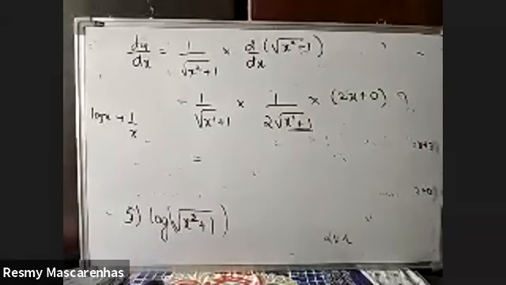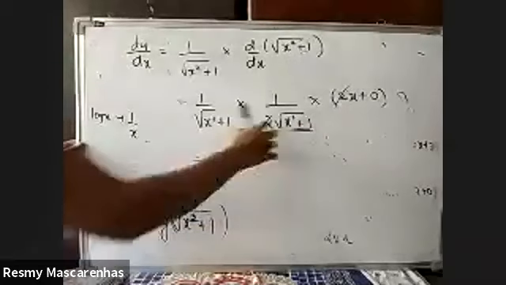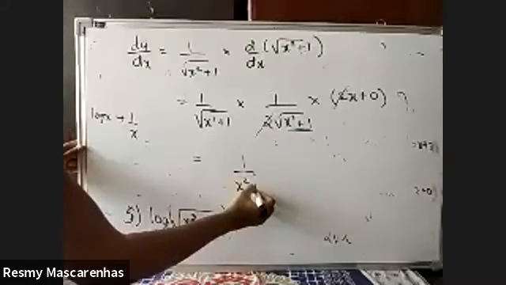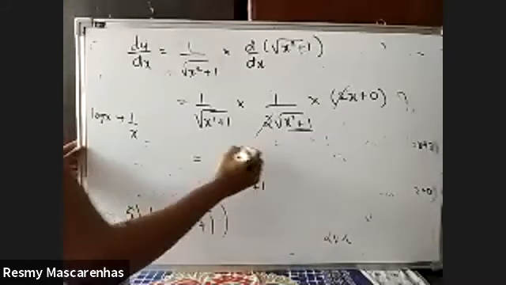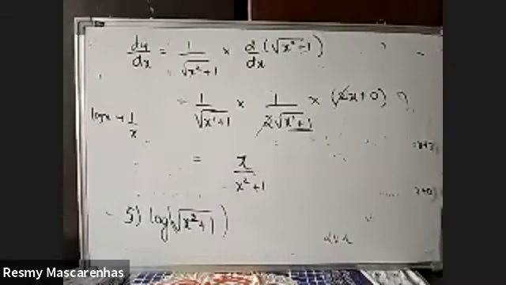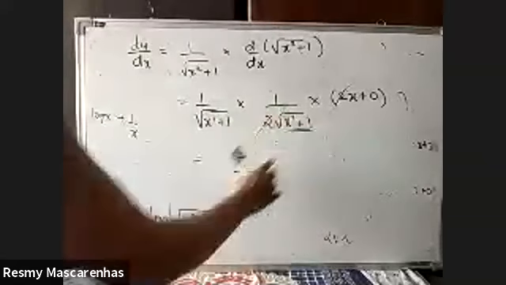Okay. So 2 and 2 will cancel. And this anyway will be root into root. So the answer will be x upon x square plus 1. Root into root will become the whole square and become single.